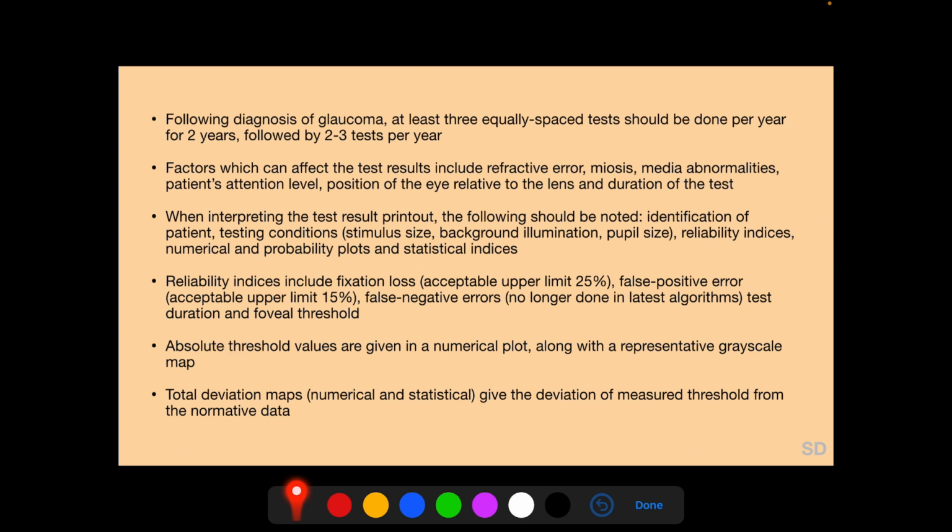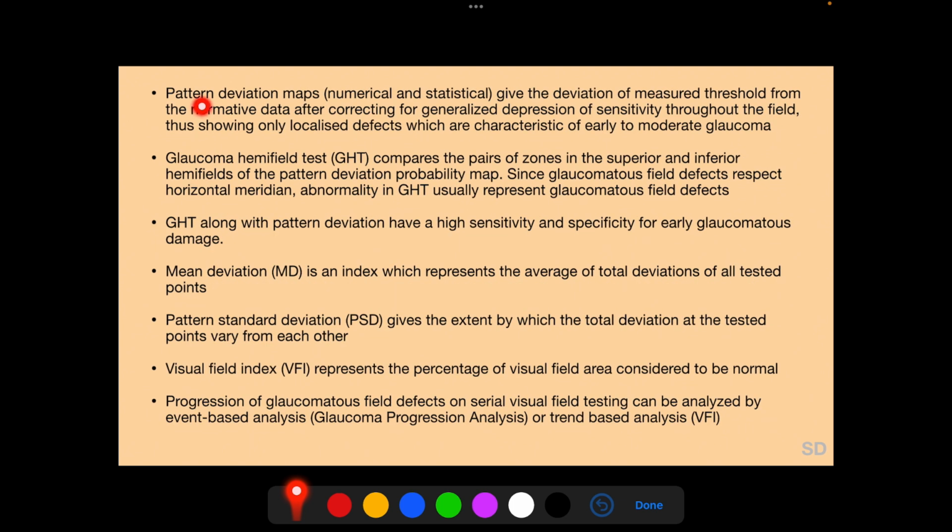Absolute threshold values are given in a numerical plot along with a representative grayscale map. Total deviation maps, numerical and statistical, give the deviation of measured threshold from the normative data at each test location. Pattern deviation maps give the deviation of measured threshold from the normative data after correcting for generalized depression of sensitivity throughout the field, thus showing only localized defects which are characteristic of early to moderate glaucoma.